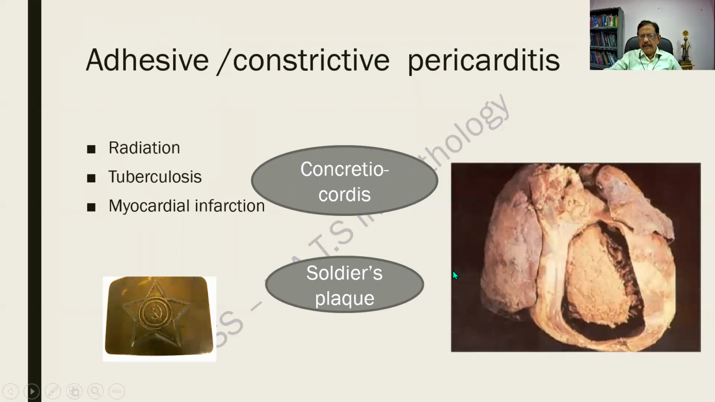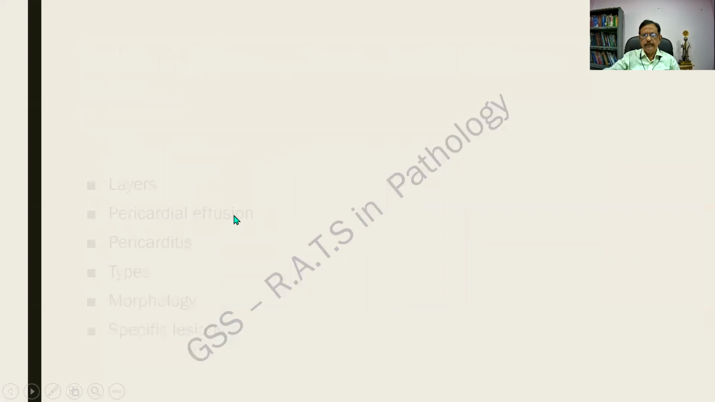And sometimes we will be finding areas of exudate on the surface, which resemble a soldier's badge or a soldier's plaque. So the question will be, soldier's plaque is found in dash, or concretio cordis is this. So some of the conditions have been mentioned. You people should remember the different types of pericarditis.